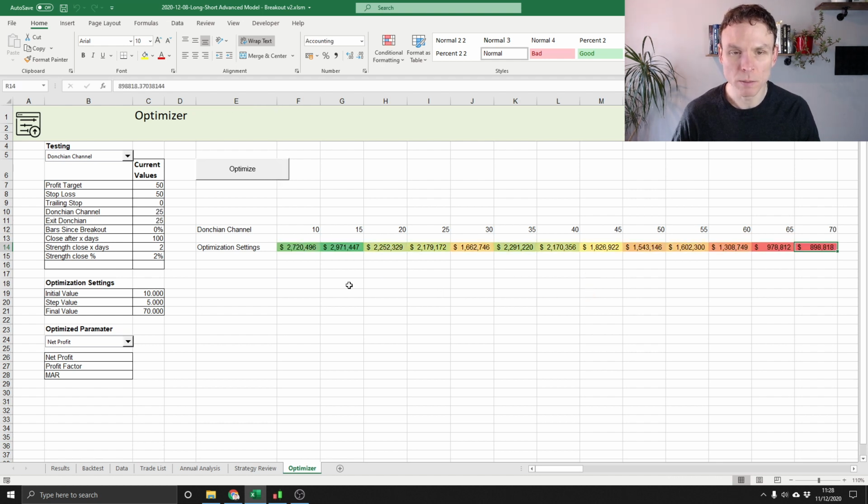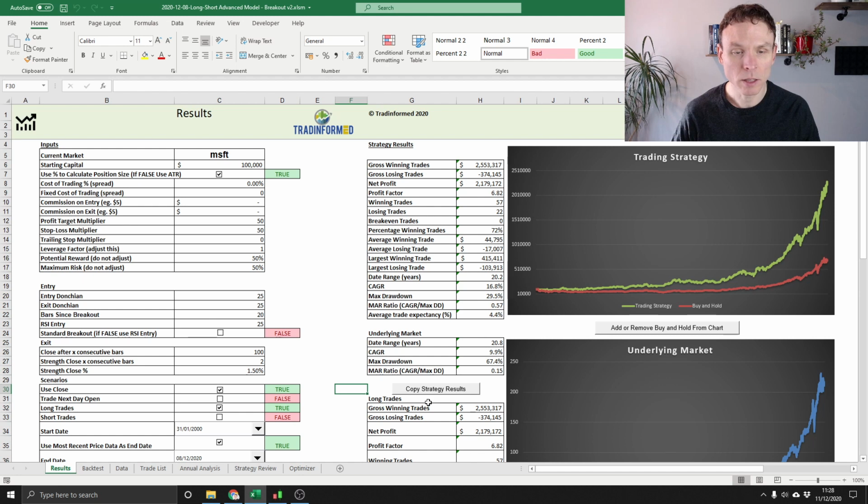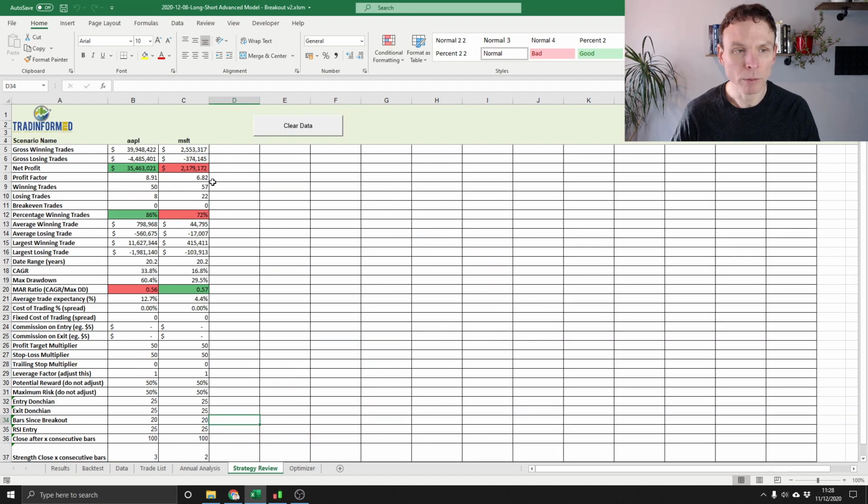Show us if we've got stability, show us the best zones. In fact, on this strategy, a slightly shorter Donchian channel would have been better, around 15, but with decent and actually quite similar results all the way from 10 to 40, and a longer one not performing as well. Okay, interesting. So let's go back here, click on copy strategy results, and we've got another piece of the jigsaw.